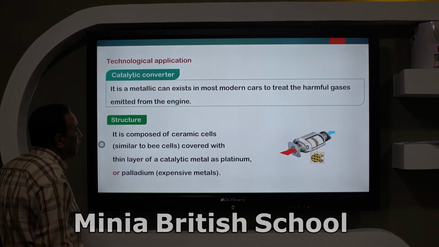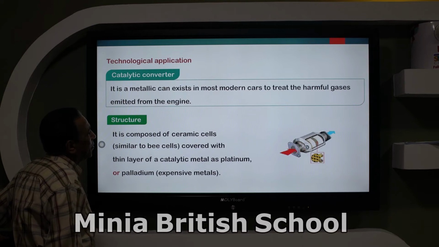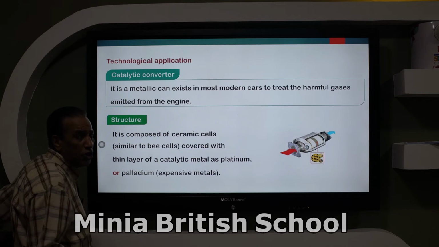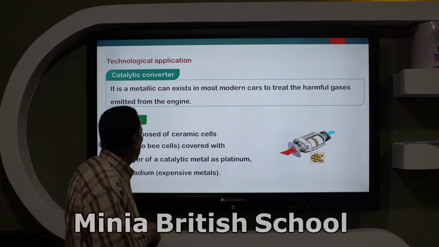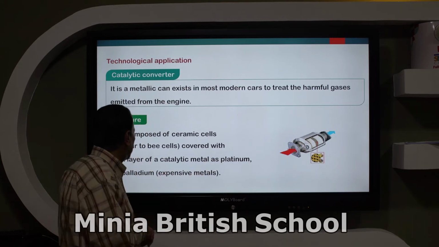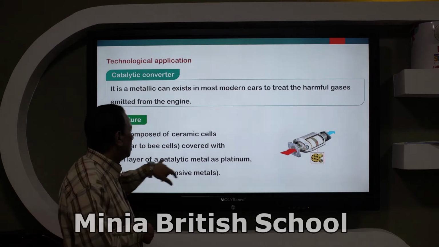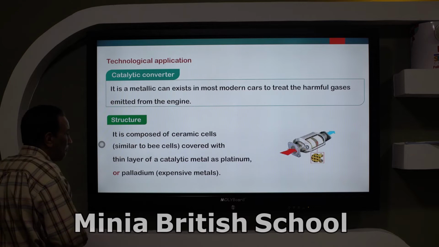This is the catalytic converter. A metallic can exists in most modern cars to treat the harmful gas, changing it from more harmful into less harmful. It takes this shape and the kind of metal inside it will be platinum or palladium.